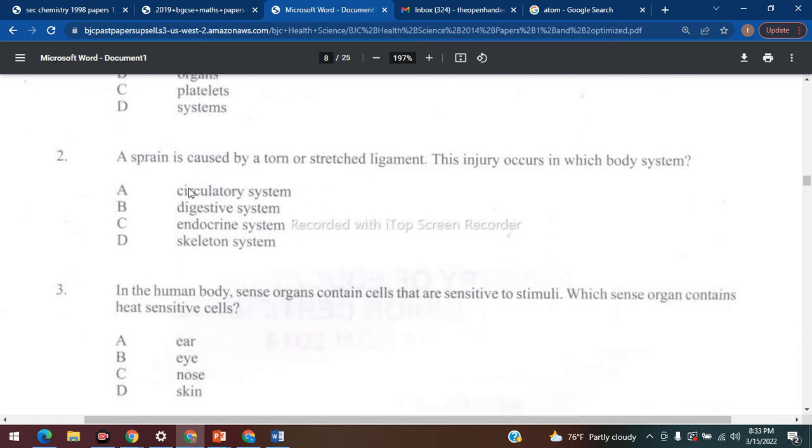Okay, so a sprain is caused by a torn or scratched ligament. Alright, this injury occurs in which body system? Skeletal. Skeletal system.